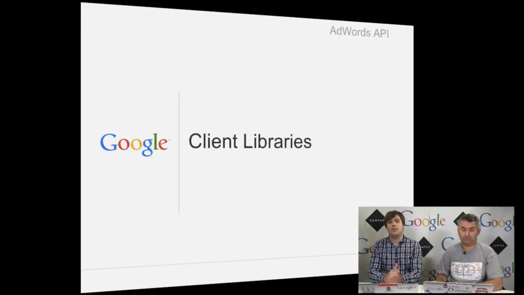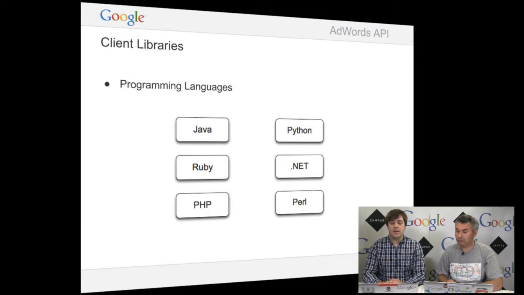Okay, so that brings us on to the client libraries, and this is really where we try and help you integrate with our API. So these are libraries that have been written by Googlers that really aid your integration with our services. For starters, they're available in most of the common languages such as Java, Python, Ruby, .NET, PHP and Perl, and they're all written in a very clear, defined way for those languages, so they should become very familiar for you.